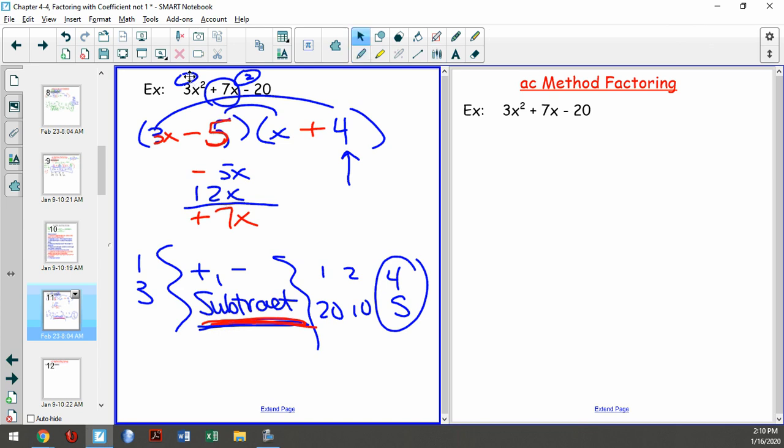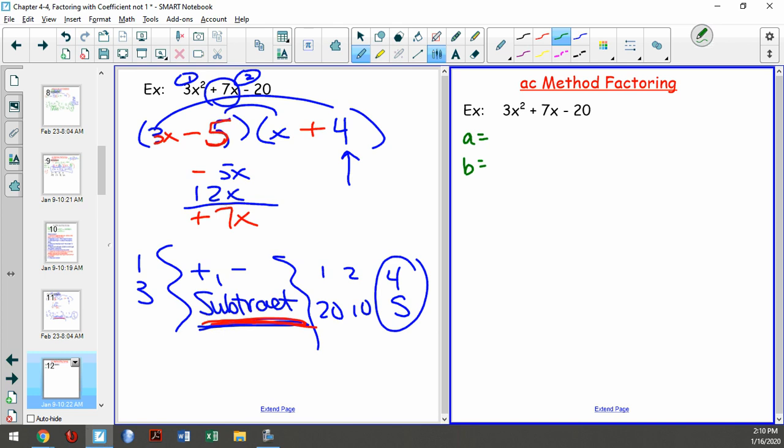Now let's do the same thing again over here with a different method. Are we ready? You're way too comfortable. Okay, what is A? A is 3, B is 7, and C is negative 20, yes? Okay. So I want you to take A times C. Well, what is A times C? That's 3 times negative 20. Do we see that? Which gives me negative 60.